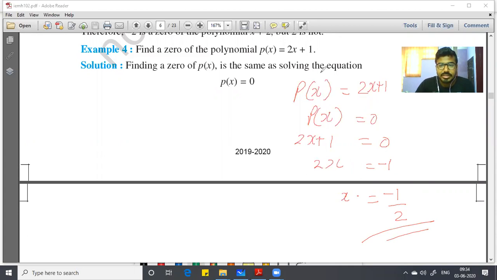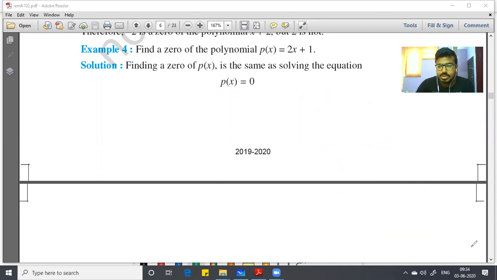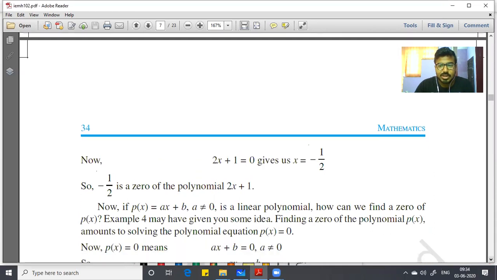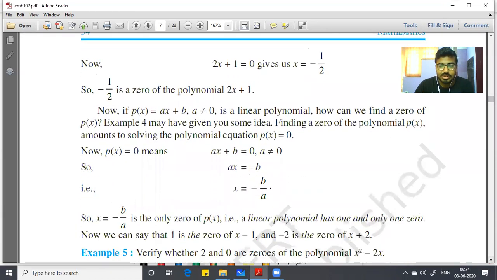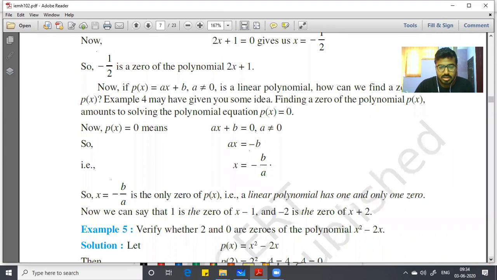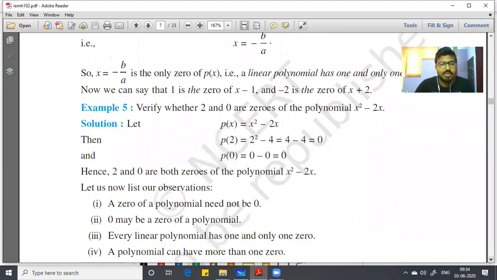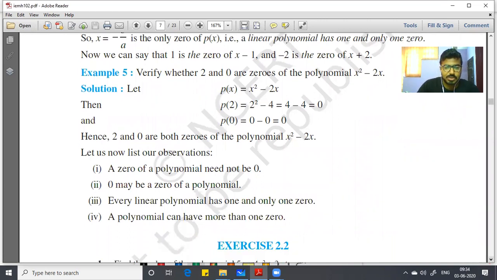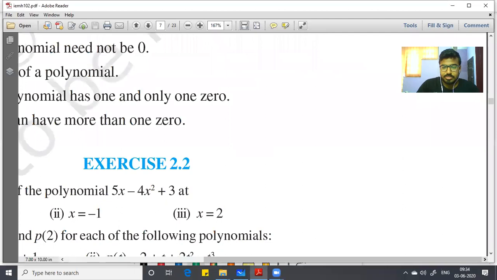Okay, now we'll look in the answer. Find the 0. So see here, x is equal to -1/2. That is how it has been done. Okay, now in the same way verify whether 2 and 0 are zeros of the polynomial x square minus 2x. Okay, same way आपको substitute करना है.